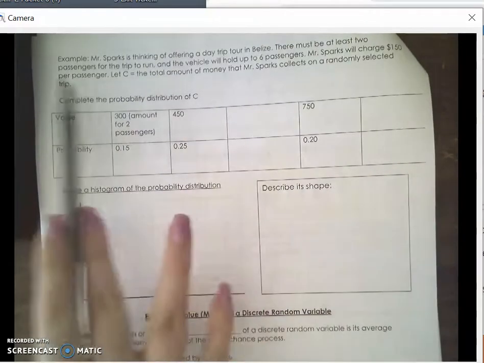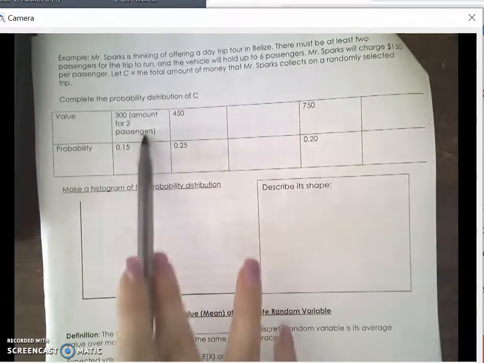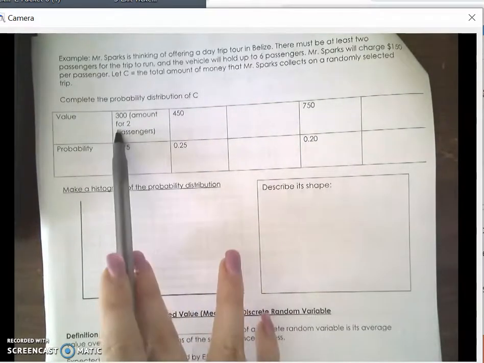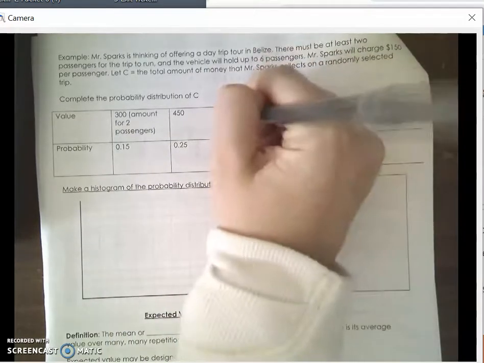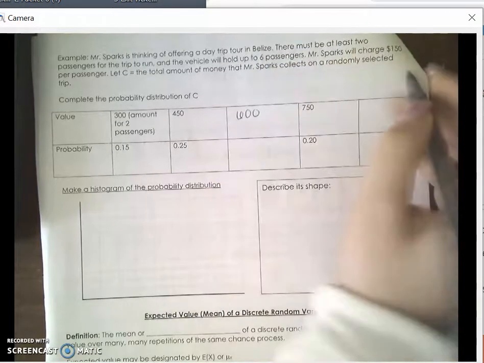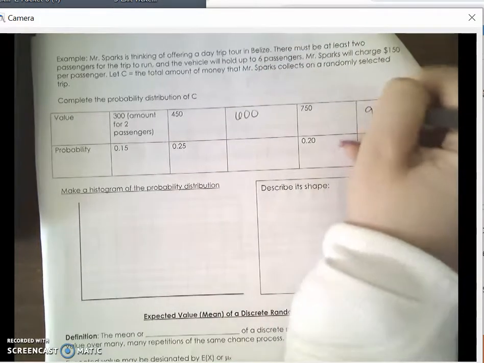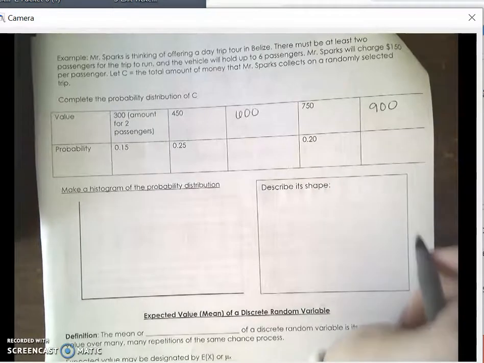Mr. Sparks will charge $150 per passenger. So let C equal the total amount of money that Mr. Sparks collects on a randomly selected trip. So for 2 passengers, it would be $300. For 3 passengers, it would be $450. For 4 passengers, it would be $600. 5, and then 6 passengers would be $900.